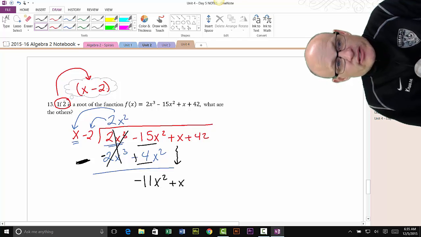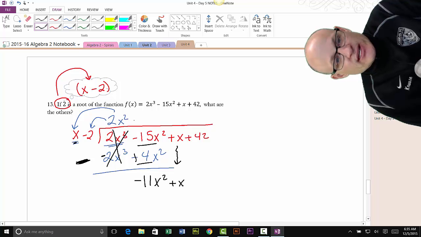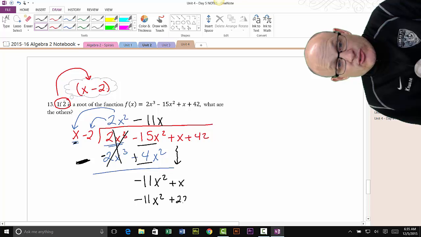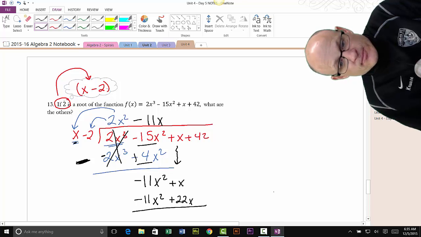Negative 11x squared divided by x is negative 11x. Multiply, I get negative 11x squared. Negative 11x times negative 2 is positive 22x.